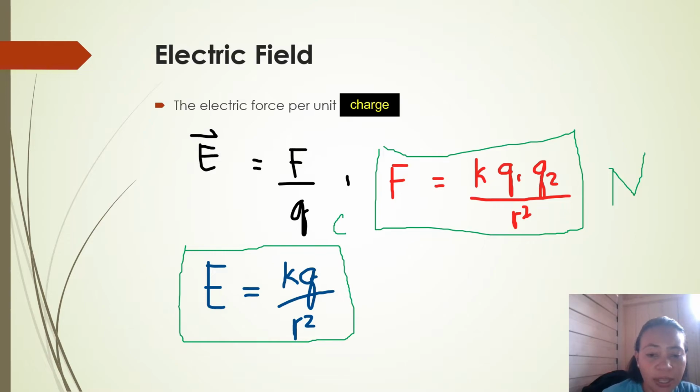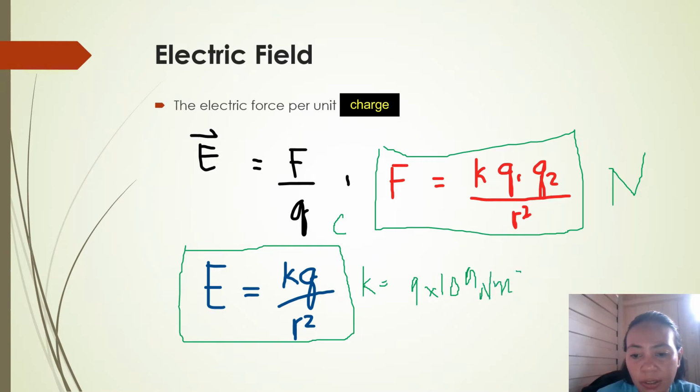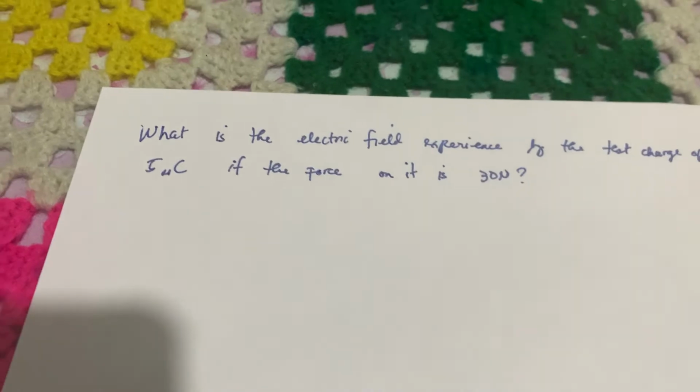Electric field is equal to KQ over R square, where K still is your Coulomb constant, which is 9 times 10 raised to 9 Newton meter square per coulomb square. That's the unit for K.